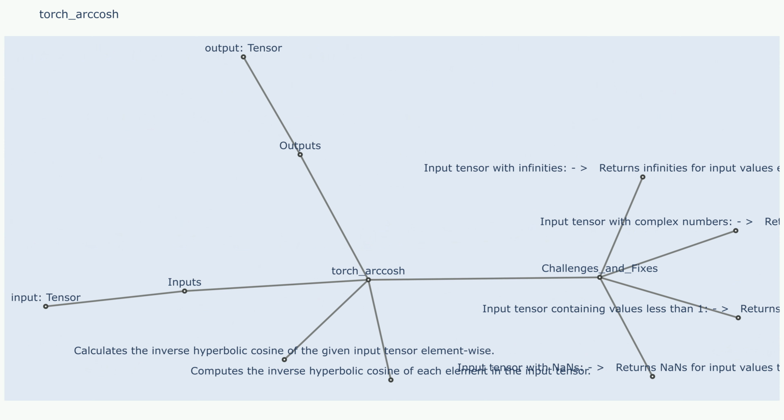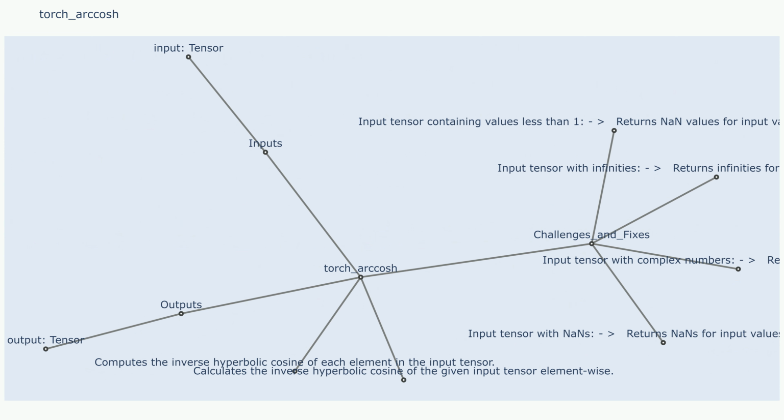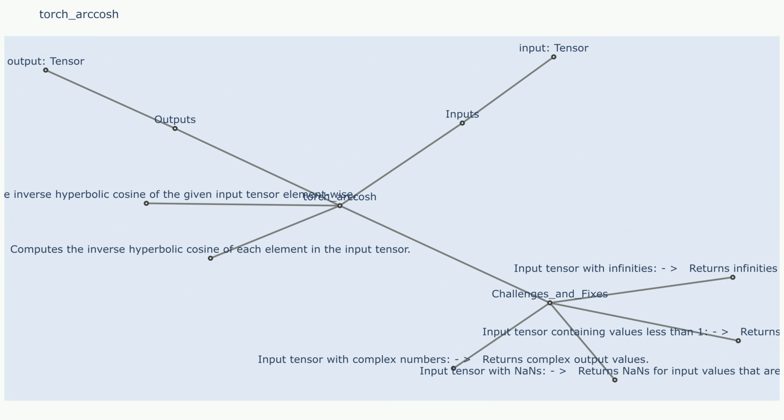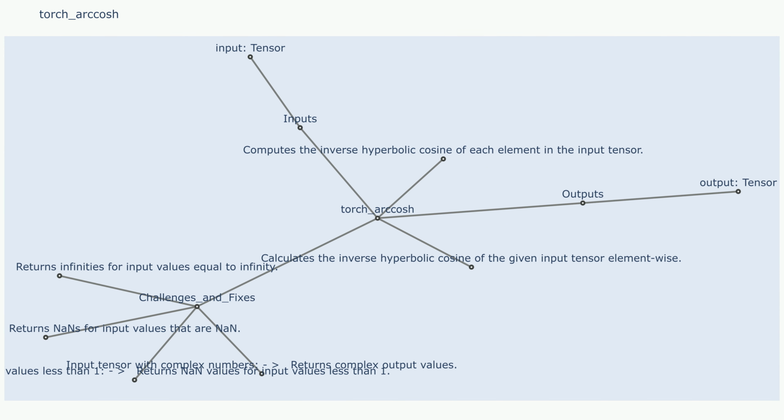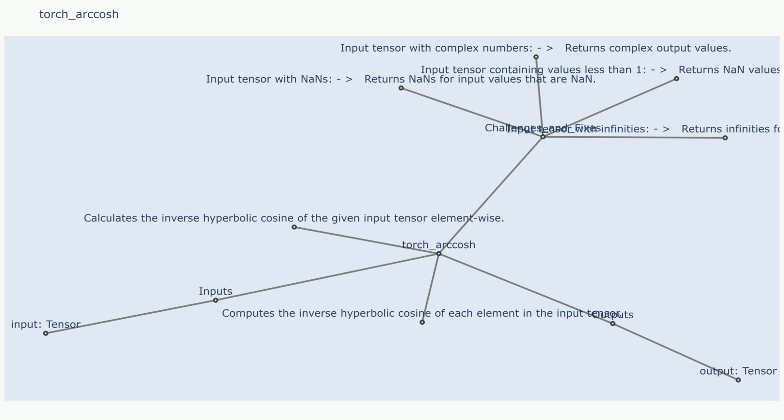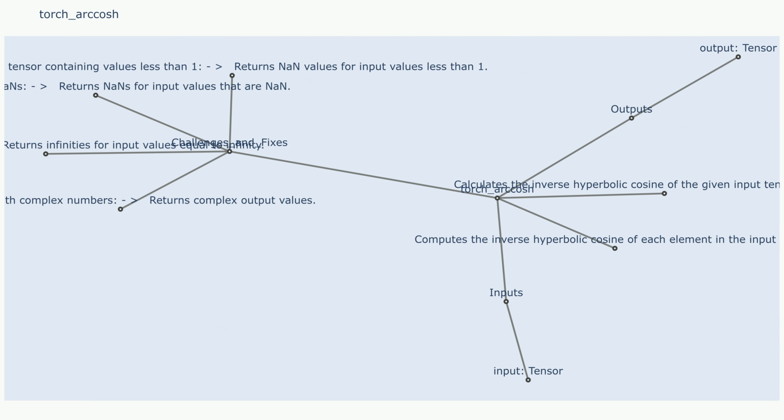Challenges and fixes. Challenge 1, input values out of range. Sample use case that resulted in challenge 1: if the input tensor contains values less than 1, the function will raise an error since the hyperbolic cosine is only defined for values greater than or equal to 1. Fixes to challenge 1: to avoid this error, you can either clip the input tensor to ensure all values are greater than or equal to 1, or use the torch.clamp function to limit the input values to a specific range.